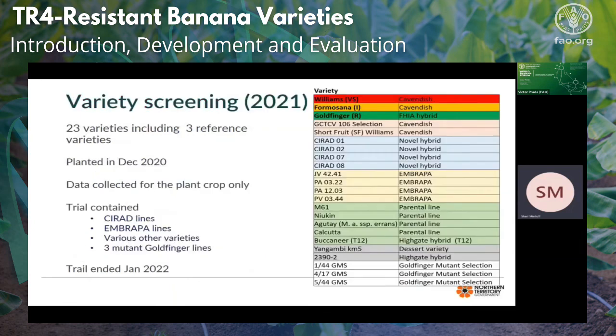So if we move ahead to the next trial, this was only run for one cropping cycle. We had a bit of spare time after the following trial in our project.